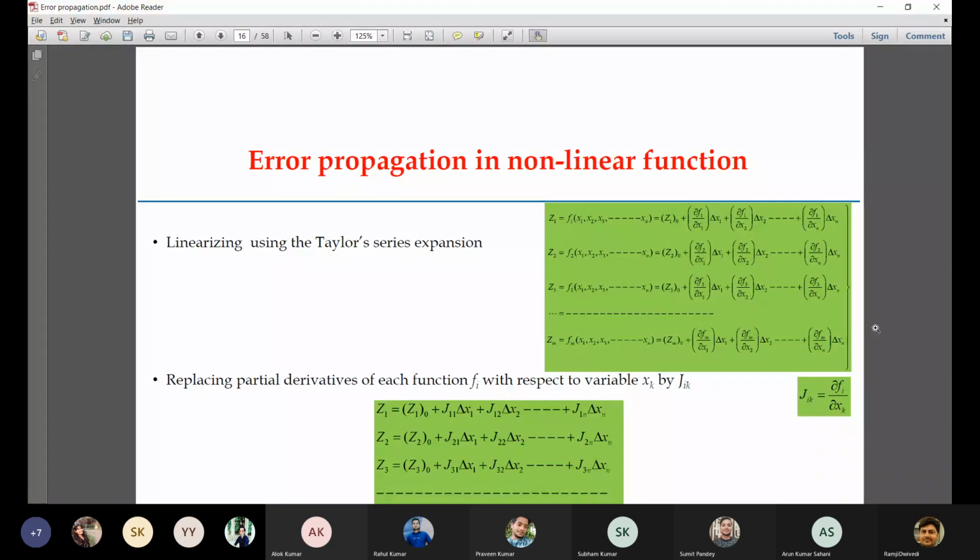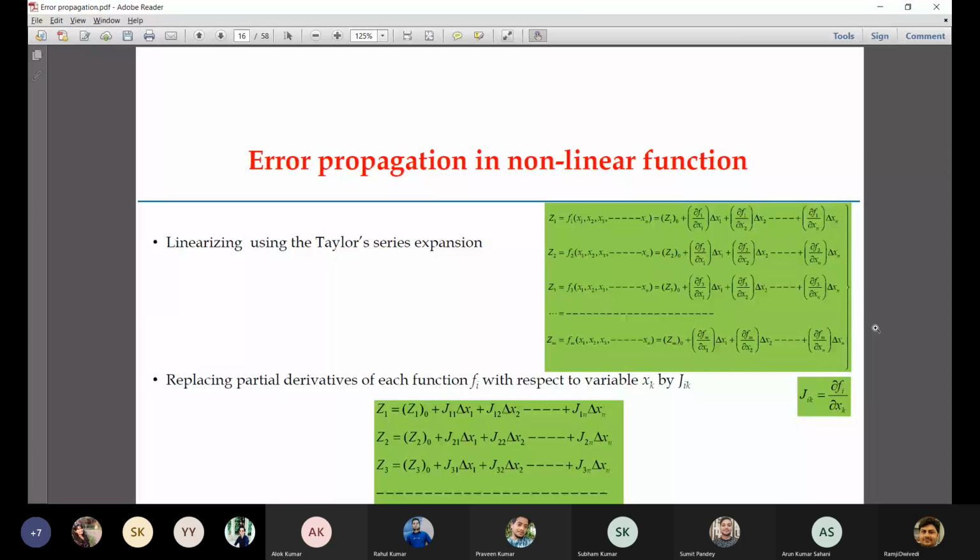The Taylor series expansion is a way by which you can linearize a function up to a certain order and with respect to some initial points. Please remember, two things are very important: linearization of a non-linear function, and at the same time initial points, because linearization cannot be done independently. It has to have some initial points.